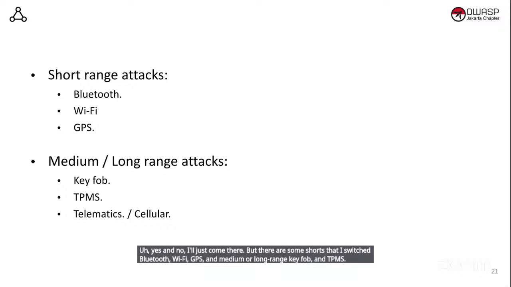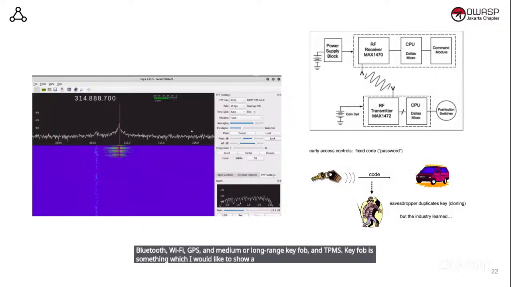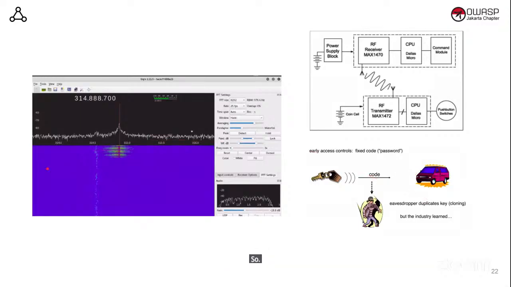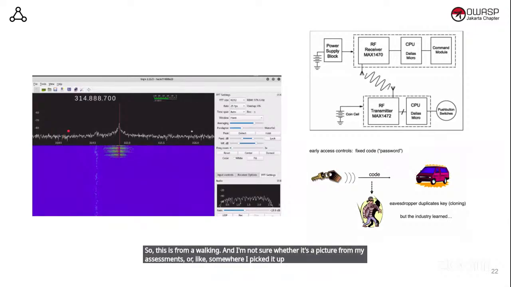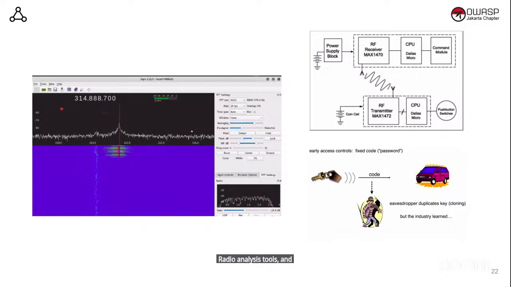Key fob is something which I would like to show a bit of a snapshot of. This is from my work, and I'm not sure whether it's a picture from my assessments or somewhere I picked it up. But this is how people use HackRF. This is using HackRF and GQRX, very famous radio analysis tools. And 314.8 megahertz is where the key fob transmission happens.